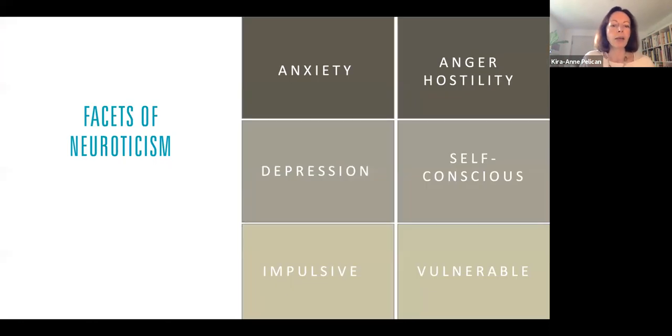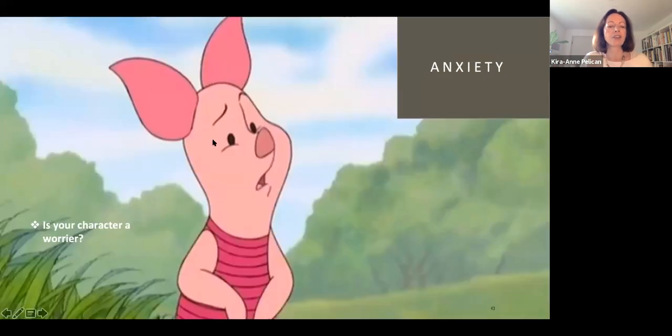Okay, so the facets related to neuroticism are anxiety, anger, hostility, depression, feeling self-conscious, being impulsive, and feeling vulnerable. Again, as I've said before, if your character's more neurotic, it doesn't mean that they have to have all of these. You can pick and choose from this list. So let's go through those in turn.